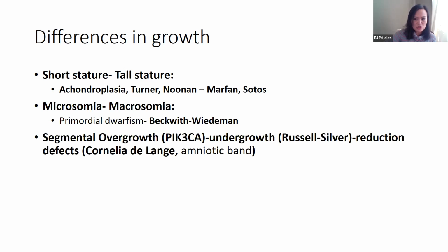And then there are those conditions where there are only segments of the body that may be overgrown, like with PIK3CA spectrum disorders, undergrowth of particular areas like hypotrophy of a limb in Russell-Silver, or limb reduction defects like in Cornelia de Lange, and then amniotic band, again, not genetic, but where there may be a reduction defect in the limb.